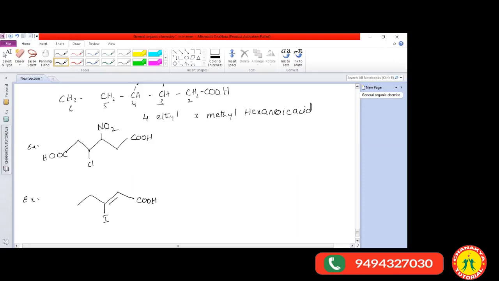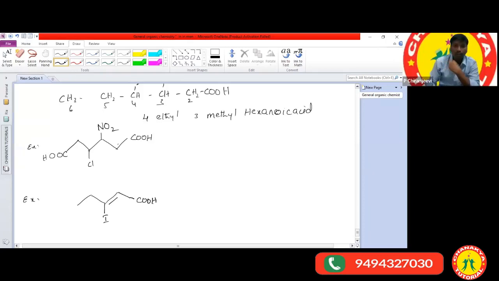3-chloro, very good. 4-nitro. 3-chloro, 4-nitro. Because if you start from this side, it is 1, 2, 3. If you start from here, it is 1, 2, 3. So whenever both are in the same positions, we have to check in alphabetical order. Next priority we give by alphabetical order. According to the alphabetical order, will nitro come first or chlorine come first?